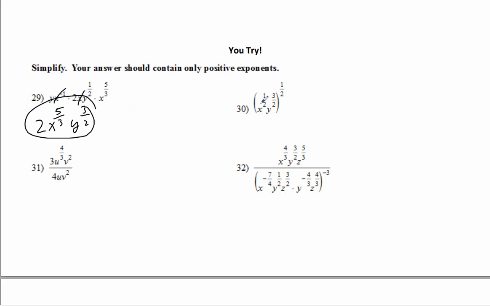That was pretty simple. Number 30, let's multiply. So I get x to the 1/4, y to the what? 3/4. Can't do anything with it. I am done. Those are pretty simple. Only if everything else was that easy, right?